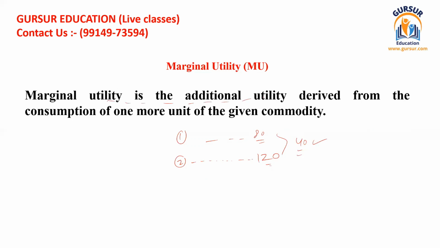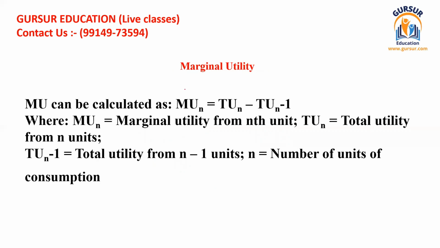So marginal utility is the additional utility you derive from consumption of one more unit. You have eaten one unit, you get some satisfaction, then you eat the second unit, you get some satisfaction. So when you subtract the first satisfaction from the total satisfaction, this is known as marginal utility. This is just the additional utility which you derive from consumption of one more unit. So it can be described like this. MUn stands for marginal utility by consuming n number of units.